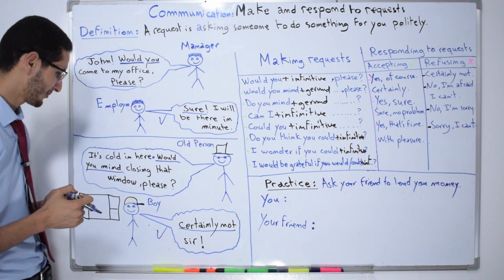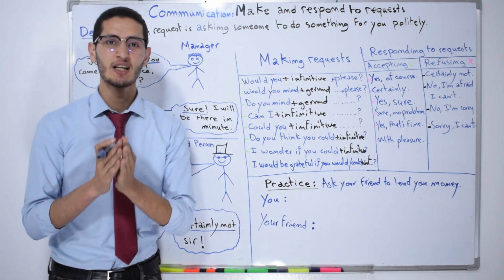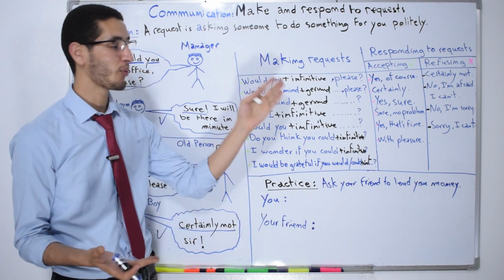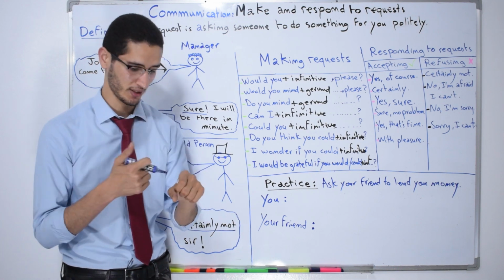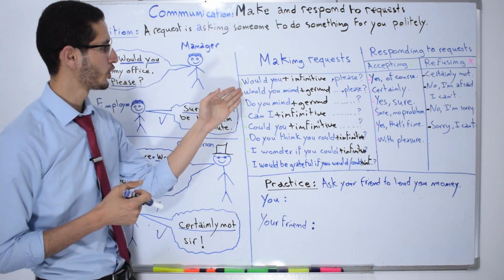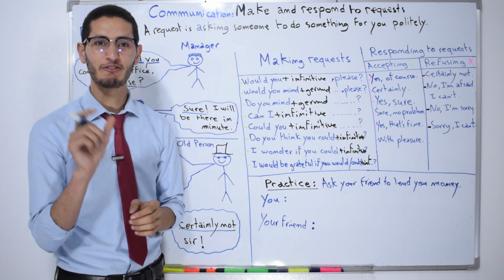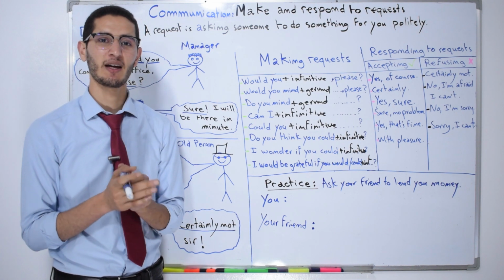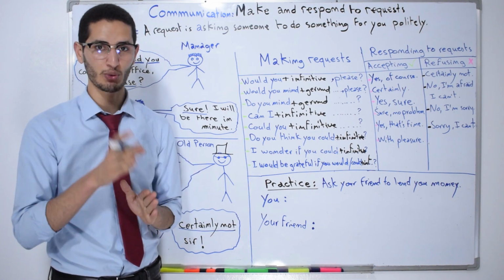Okay? Now let's move to the table here and see some of the expressions that we can use to make a request and how we can accept a request or how we can turn down or refuse a request. The first expression we have here is "would you please?" And it's always followed by an infinitive, a bare infinitive. What a bare infinitive is: a verb, not conjugated, of course, but without to. There is no to.